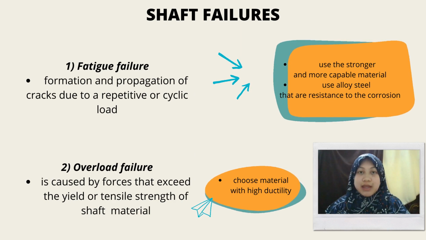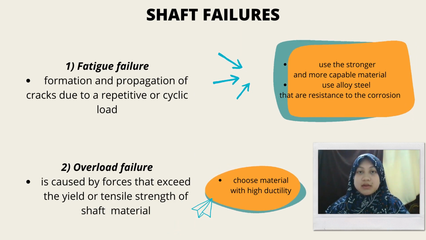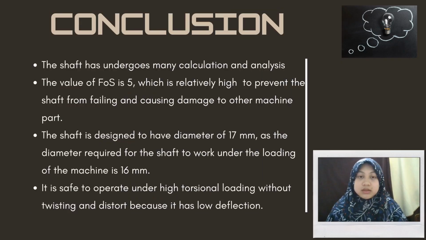There are 2 types of shaft failures in our design, which are fatigue failure and overload failure. The spindle shaft is part of the milling machine. It has undergone many calculations and analyses to ensure that the shaft is suitable to function and safe to operate. In discussion, we calculated the factor of safety and we get a value of 5, which is high, to prevent the shaft from failing.